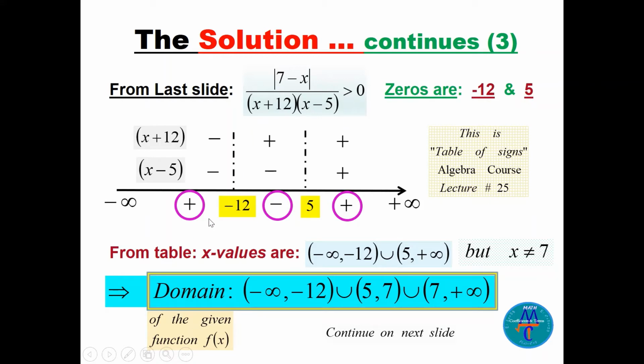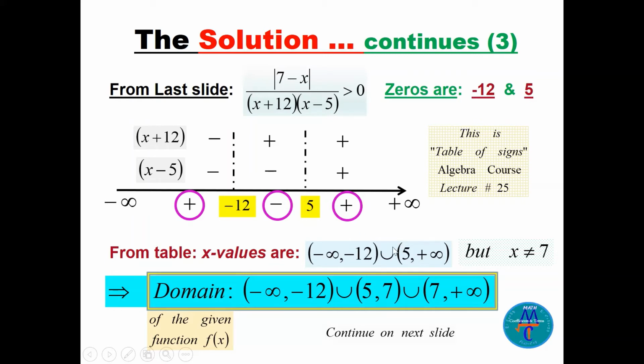So from this table here, I choose the x values. How do I choose them? The plus, which means all the values of the x from minus infinity until minus 12 here. You see that? That will give me plus. The product will give me plus. Union, all these numbers from 5 until plus infinity.